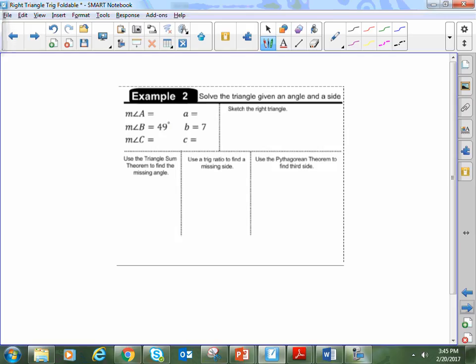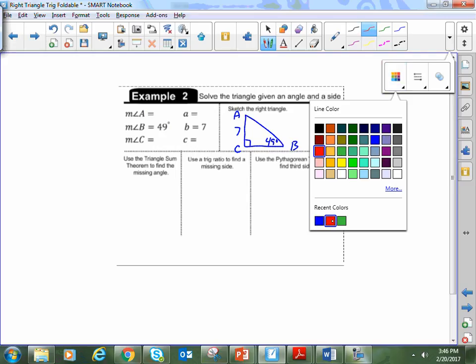So now let's take a look at our second example. Here they're giving us some information, and what it wants us to do is sketch the figure, see what it would look like, and then find some of the missing information. So this is just a generic right triangle. I'm going to say this is angle A, B, and C, and I'll make that one my right angle. We know that angle B is 49 degrees, and we know that side B is 7. Side B will be across from angle B, so segment AC in this case is what we would look at as side B. So that's what we're going to start with.